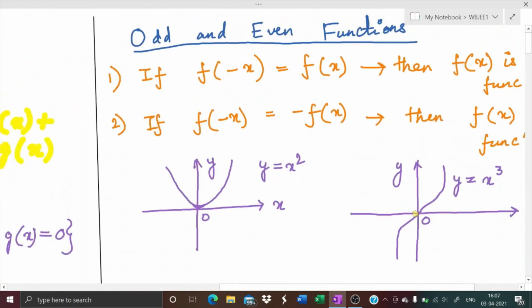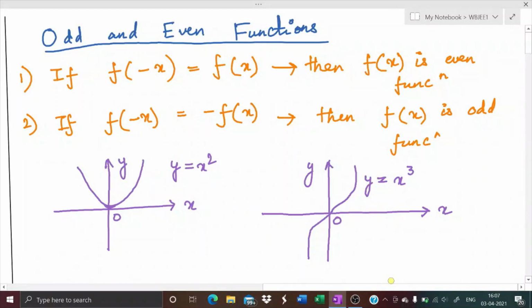Now, one more thing, odd and even functions. We will be doing one question on this also. So, what is an odd function? Odd function is that if f of minus x equals minus f of x, then the function is odd. And if f of minus x equals f of x, then your function is even.